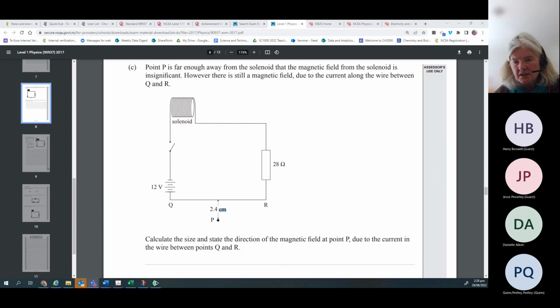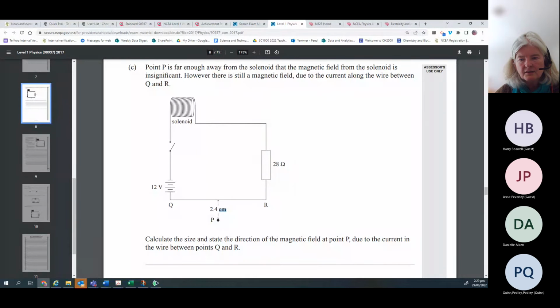Can't you see my screen? I will stop sharing and reshare my screen. Hopefully that is better.